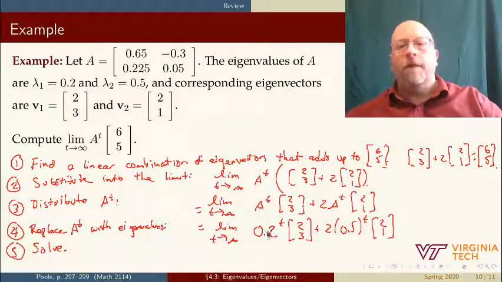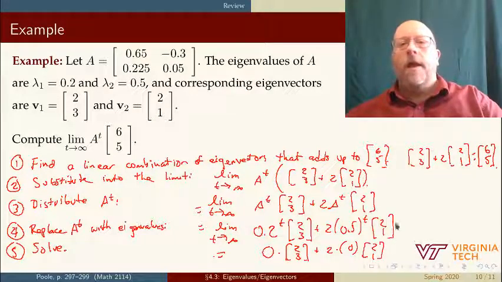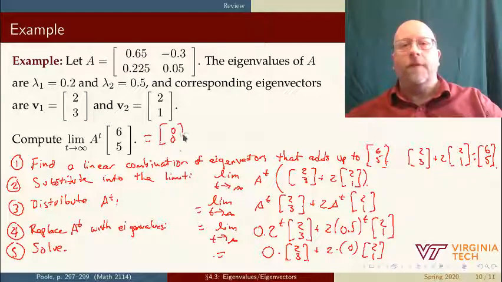But we can solve this. 0.2 to the t as t approaches infinity is 0. And 0.5 to the t as t approaches infinity is also 0. And so what is this limit? This limit turns out to be the 0 vector.